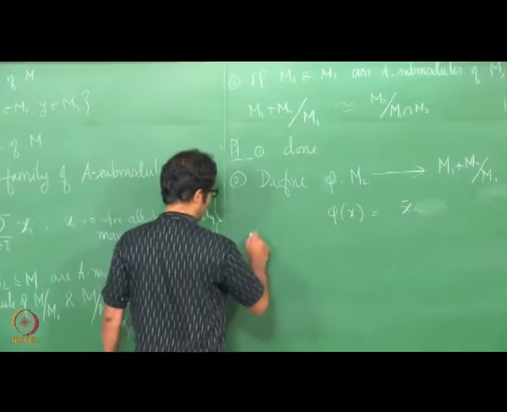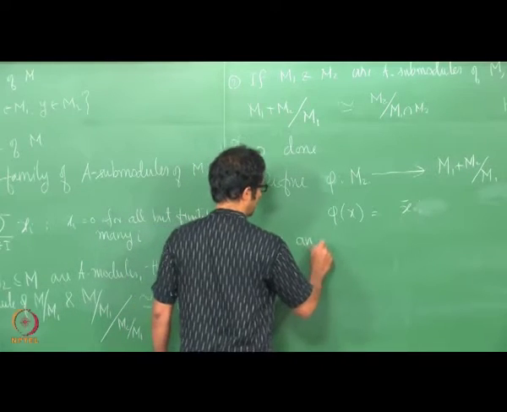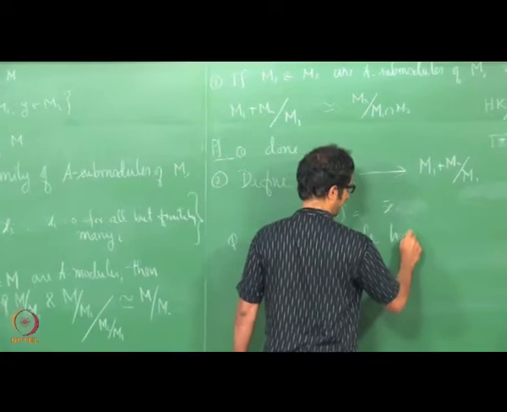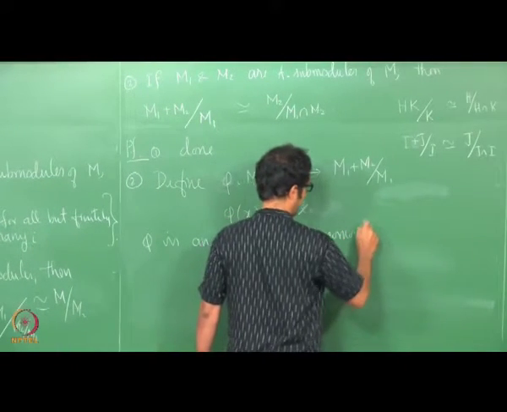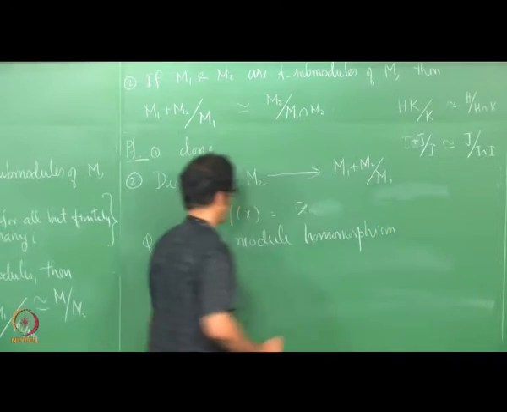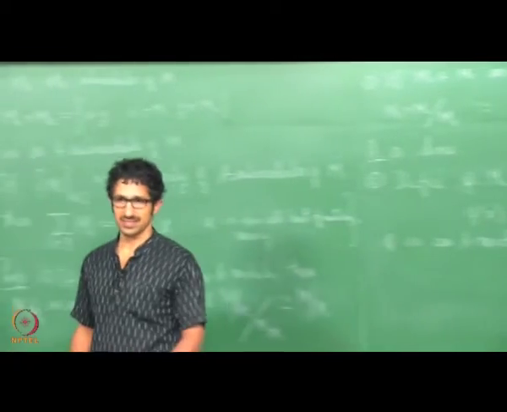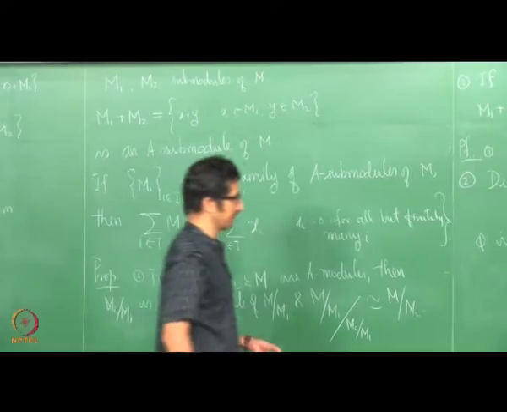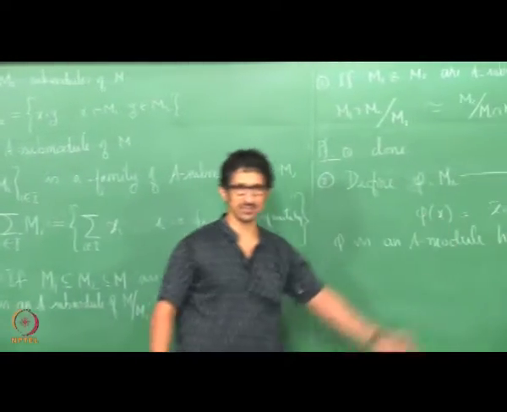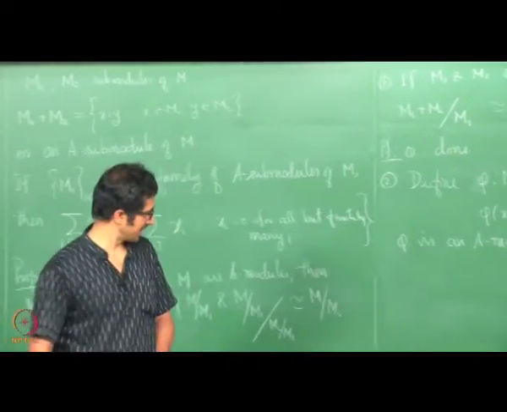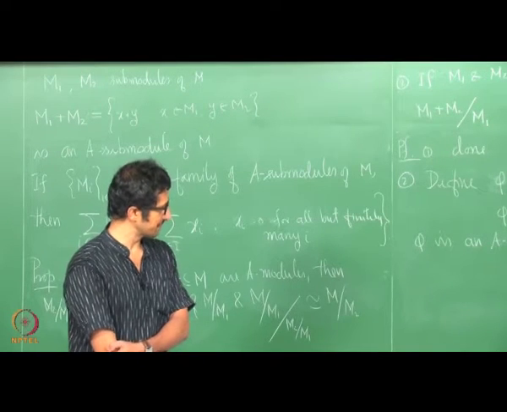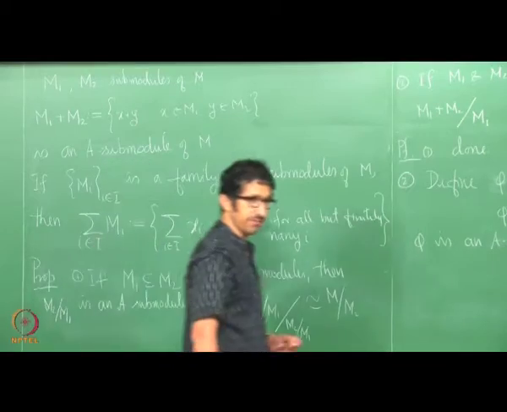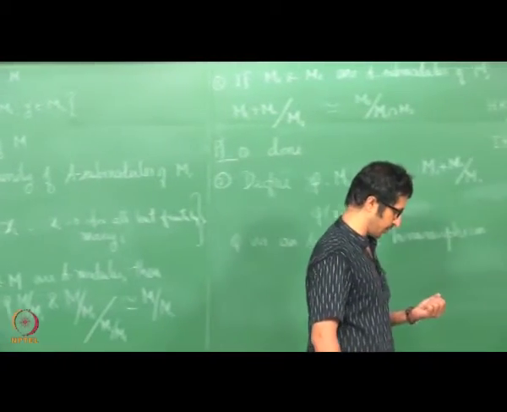Again, phi is an A module homomorphism. Phi of x plus y is x plus y whole bar, which is x bar plus y bar, which is phi of x plus phi of y, and A times the same thing. So, therefore, it is a module homomorphism. Now, there are two more things to prove.